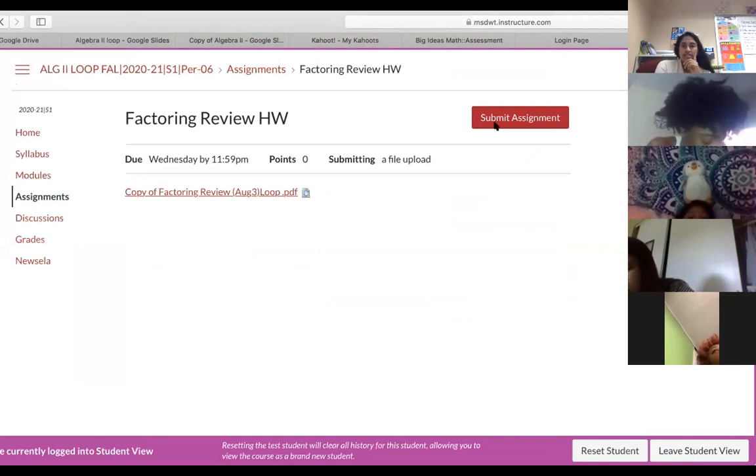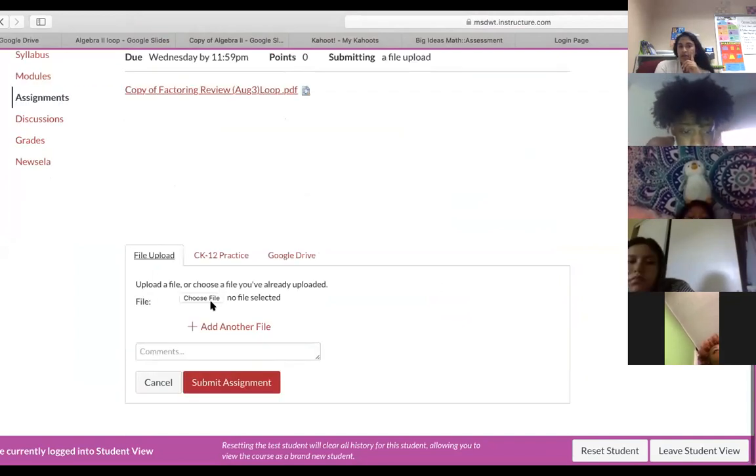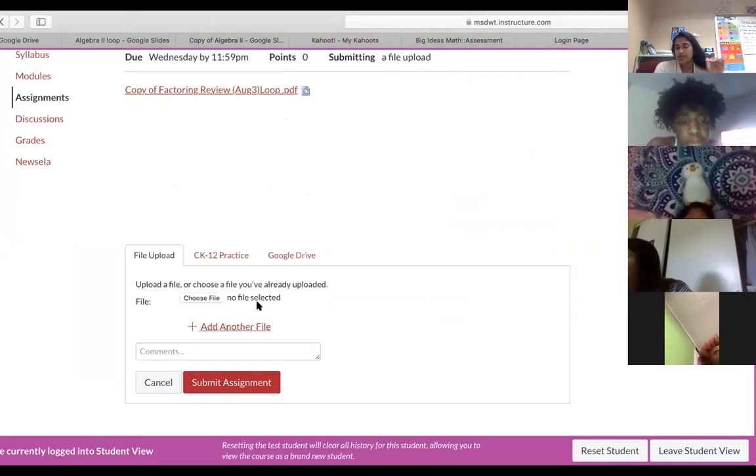All right, so here it says submit assignment. At the bottom, you want to hit choose file, and you're going to upload whatever picture you took of your completed assignment. And then it will upload right here. It will say your file right here when you finish uploading it, and then hit submit assignment.